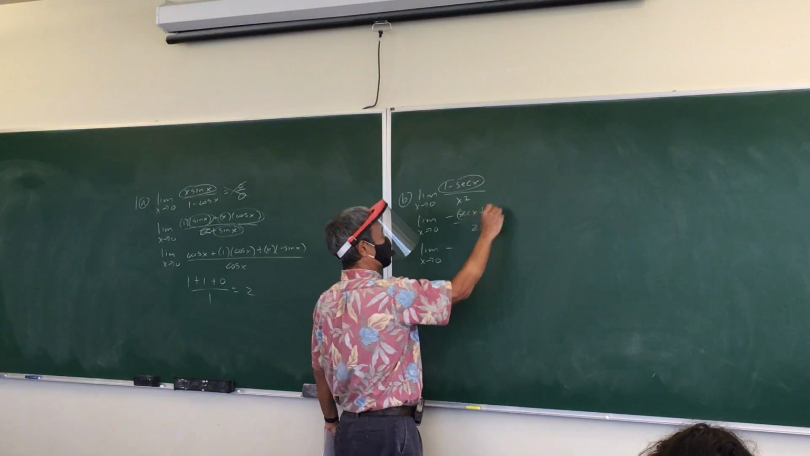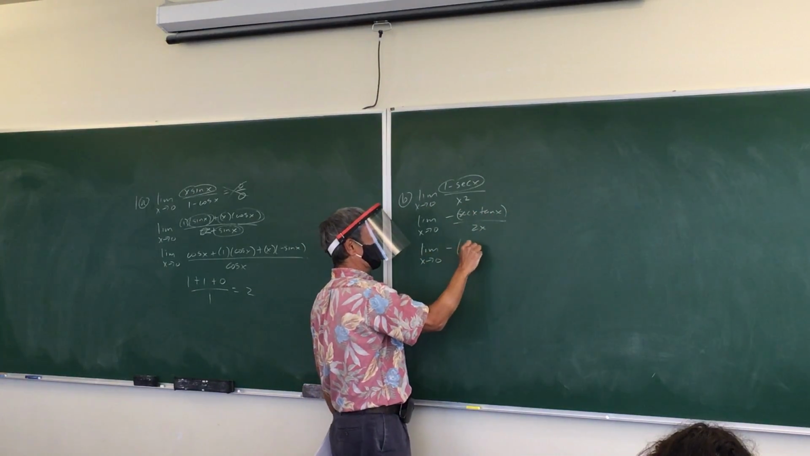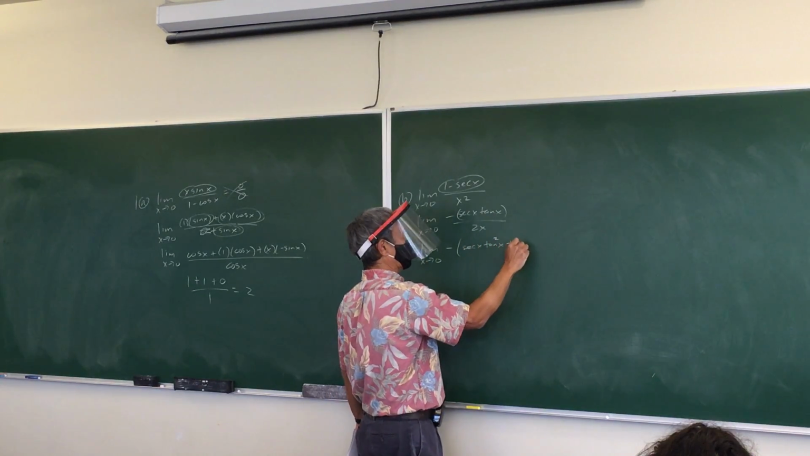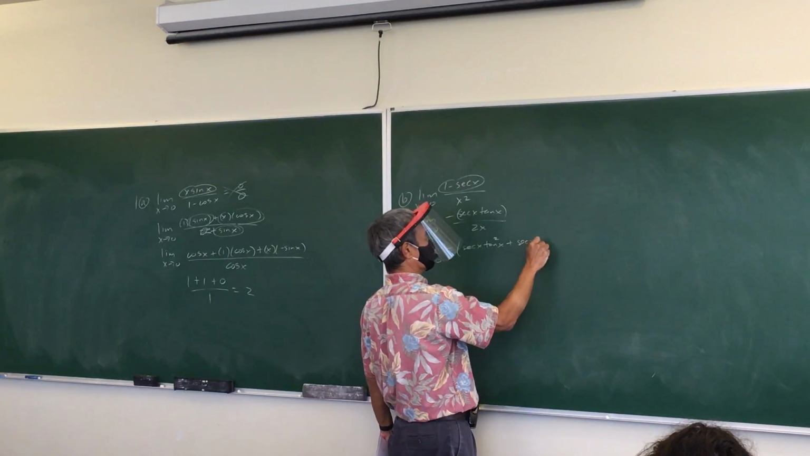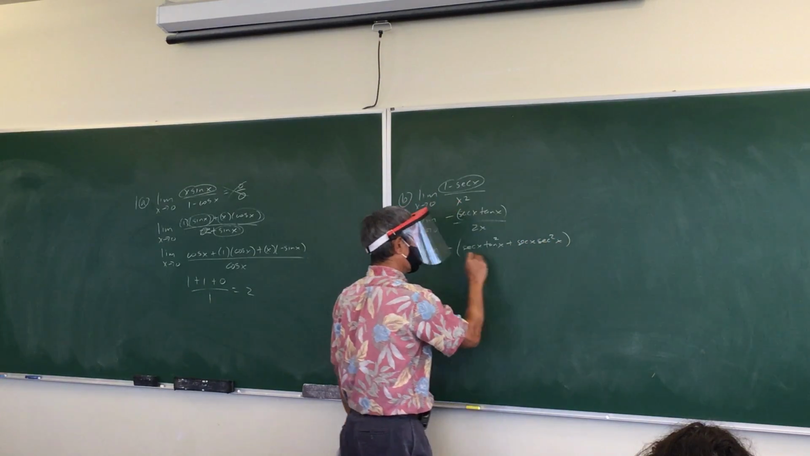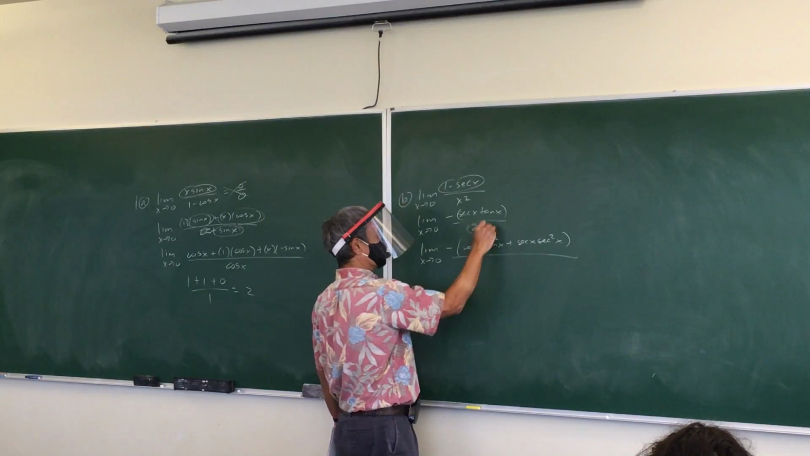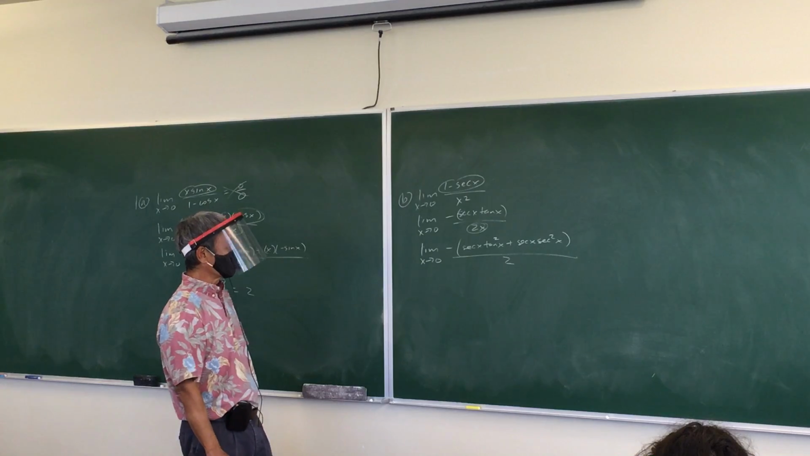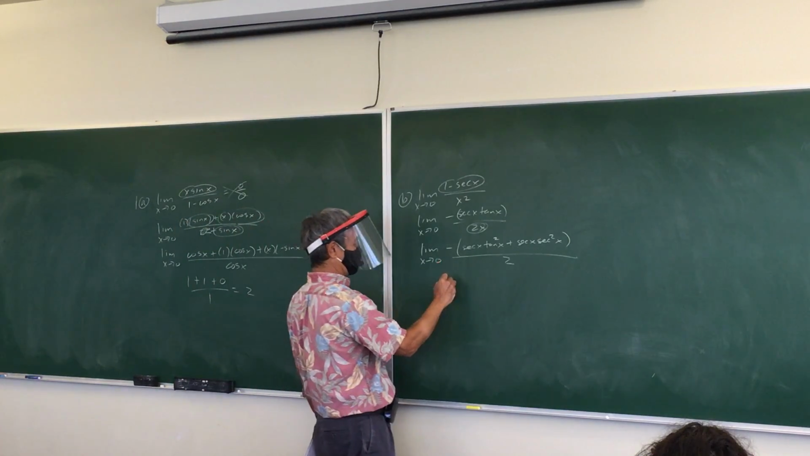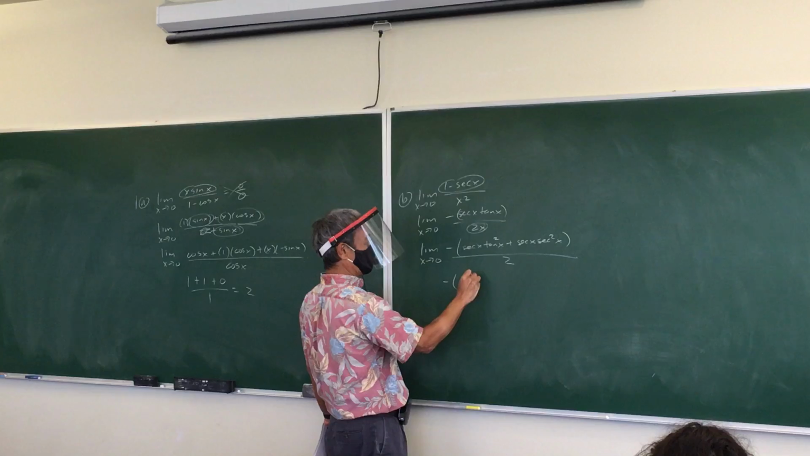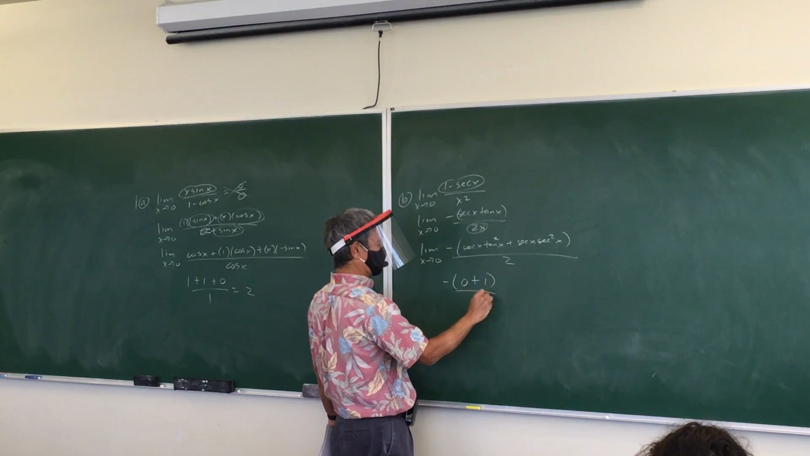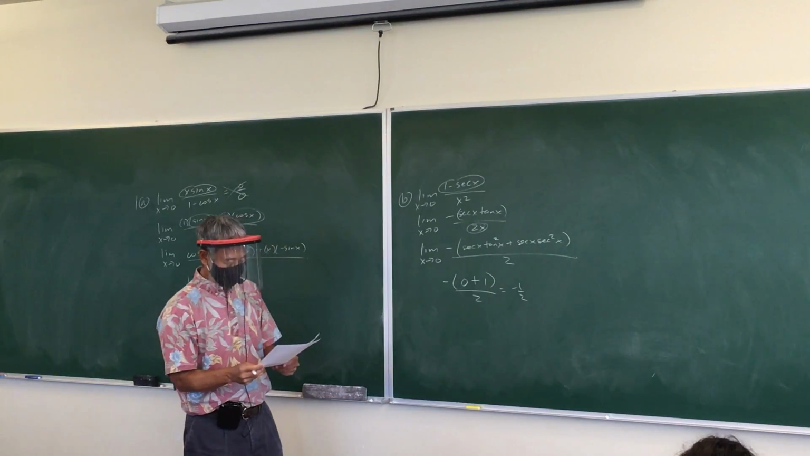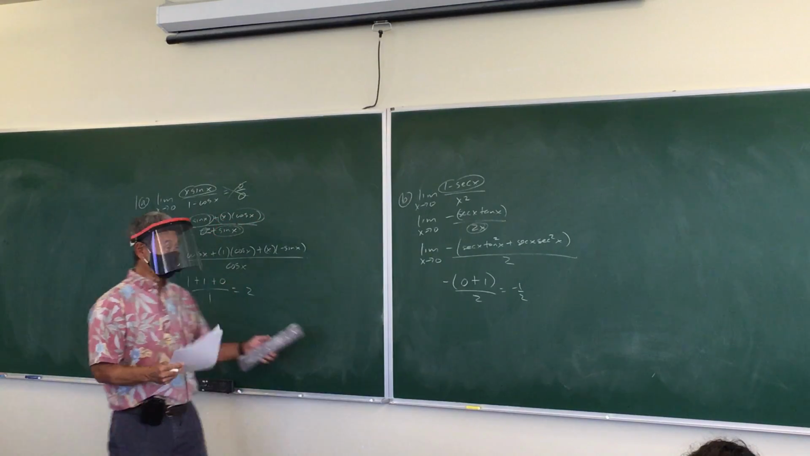So negative, and then you use the product rule on that. Derivative of the first, leave the second one alone. Leave the first one alone, derivative of the second. All over the derivative of 2x, which is 2. Now can you plug in 0 and get something? Yes. If you plug in 0, you get negative 0 plus 1 over 2, so negative half is the answer. That means you have to know how to compute derivatives.